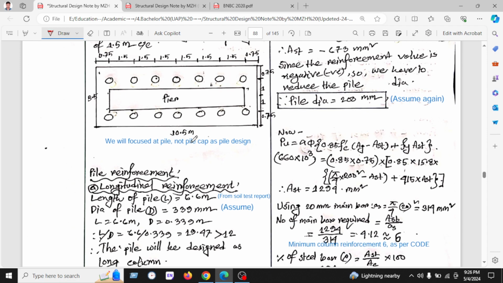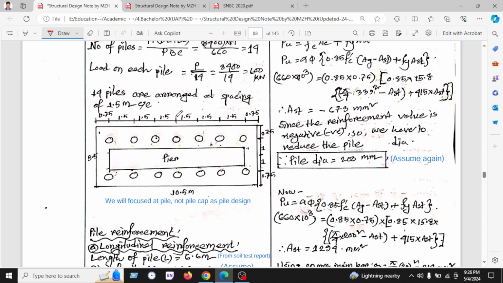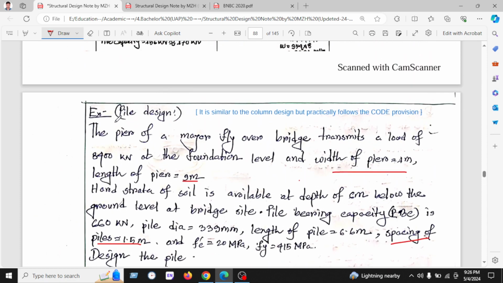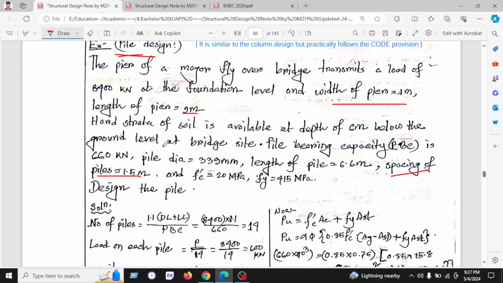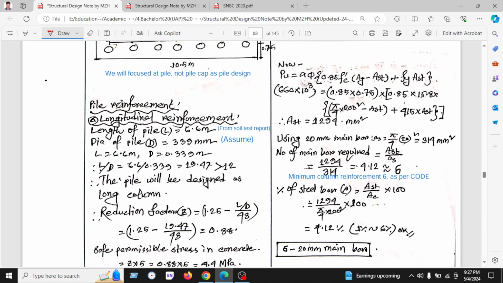Here is the pier. We will not focus on the pile cap, we will focus only on the pile, because we are doing the pile design. I will discuss pile cap design in another lecture. So let's see the pile reinforcement.